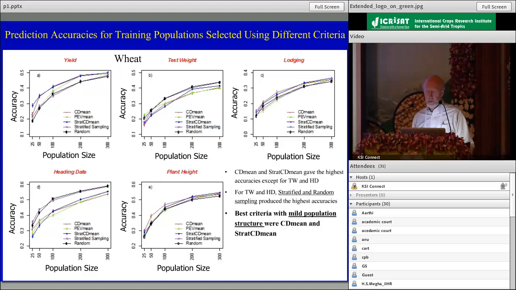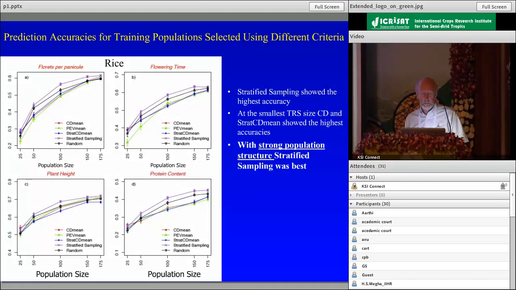In the rice data set, it was a little bit different picture here. The purple line shows the stratified sampling, and that pretty much gave us the best accuracy across all the population sizes. And recall that this was the population that had the most structure.